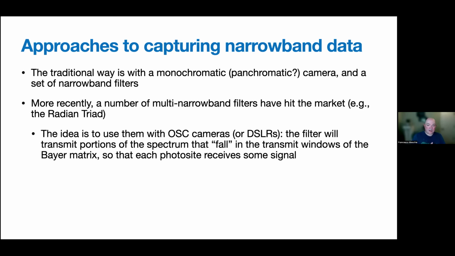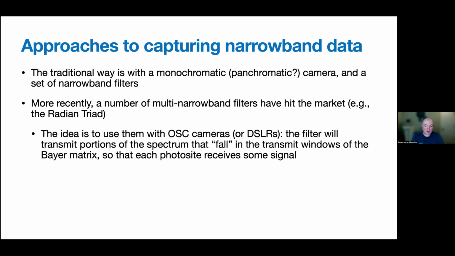But more recently, there's been an alternative. A number of multi-narrowband filters have hit the market. I believe that one of the first ones, primarily the most famous, was the Radian Triad. These are filters that transmit multiple narrow windows of the spectrum. And the idea is to use them with one-shot color cameras or even DSLRs. The filter is designed so that the windows that will be transmitted are somewhat compatible with the transmission windows of the Bayer matrix, so that you're going to get some signal in the red pixels, in the green pixels, and in the blue pixels. And so you're not wasting your color sensor in the same way that you would if you just put a single narrowband filter in front of it.